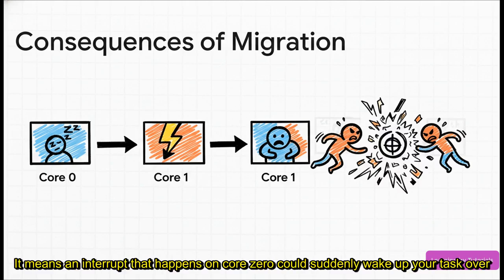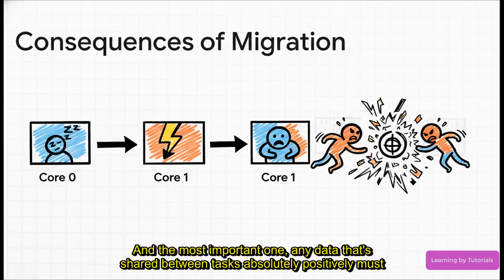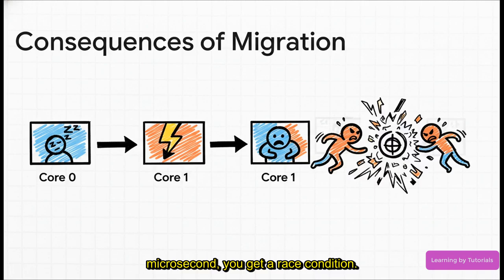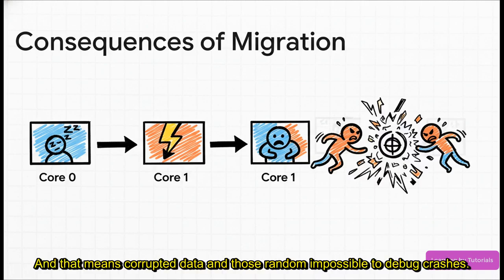It means an interrupt that happens on Core 0 could suddenly wake up your task over on Core 1. And the most important one, any data that's shared between tasks absolutely positively must be protected. If two tasks on two different cores try to write to the same variable at the exact same microsecond, you get a race condition. And that means corrupted data and those random, impossible to debug crashes.